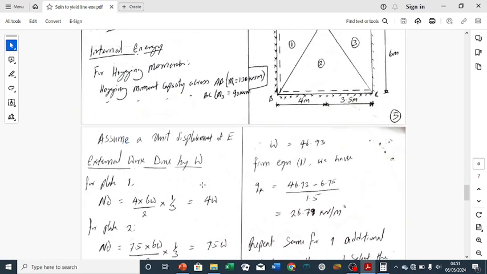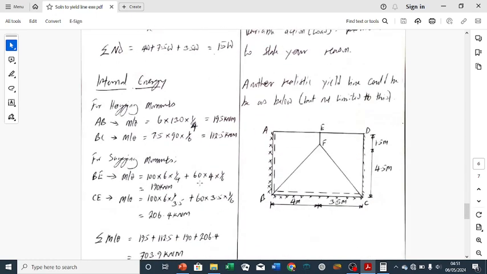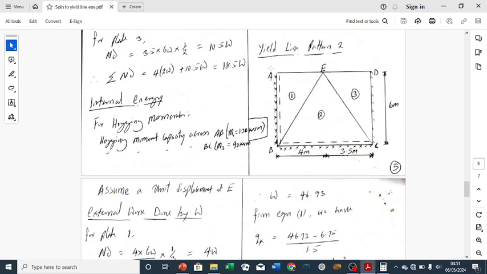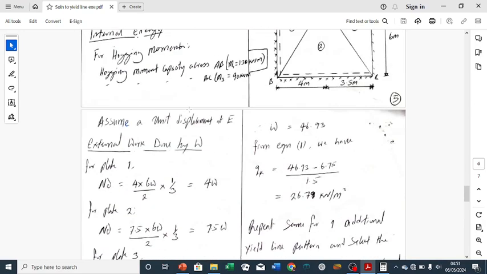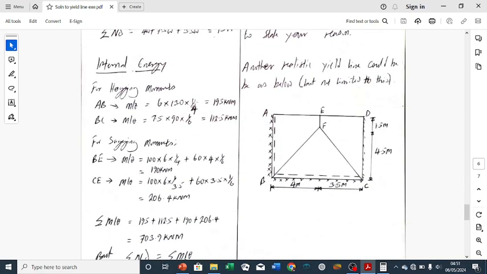The next thing is to calculate the internal energy, and we are doing it for hogging moment and sagging moment. Remember, the hogging moment is at this continuous edge AB and BC. That is where we have the hogging moment. So we can go ahead for AB, ML delta. Remember, 6 is the length, and 130. Remember, the moment across hogging yield line AB is 130. Then 1 over 4 is actually our theta. So that gives us this.